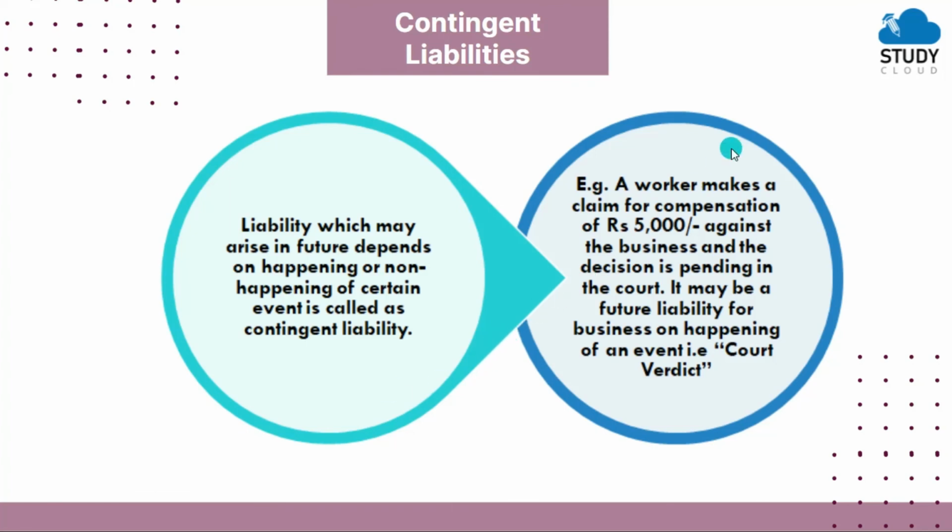For example, a worker makes a claim for compensation of rupees 5,000 against the business and a decision is pending in the court. Now, if the worker wins the case, then the business will pay 5,000 to that worker. So the payment of that 5,000 depends on the verdict of the court. That's why it is known as contingent liability. If the business fails to win the case, then they are supposed to pay. If they win the case, then there is no payment due from the side of the business. So it may be a future liability for the business on the happening of an event, that is the court verdict.